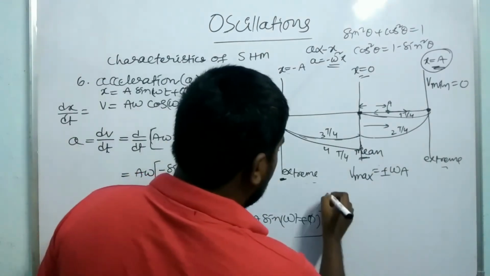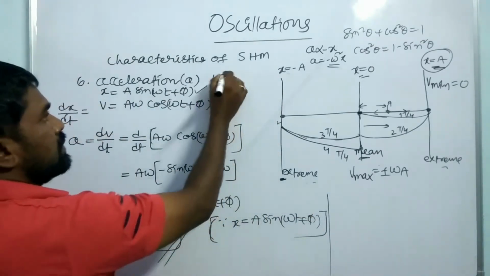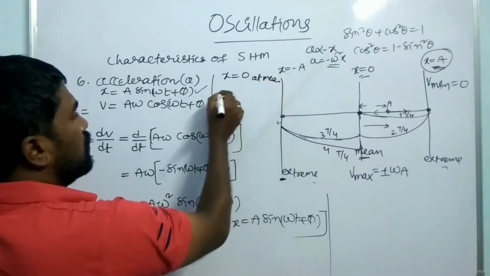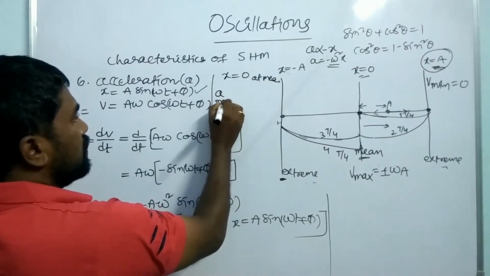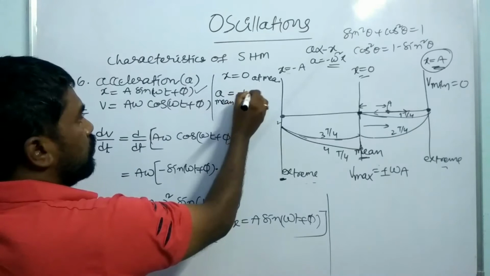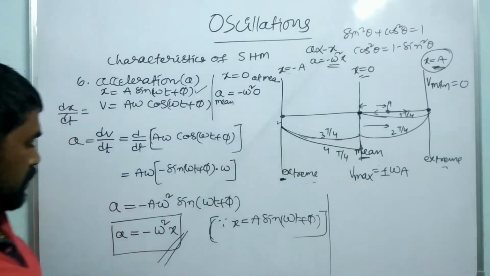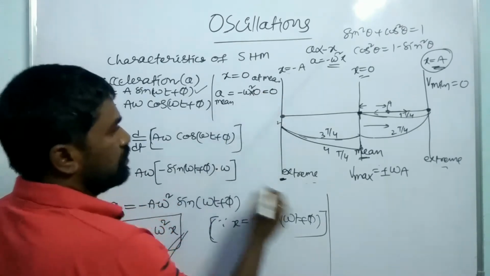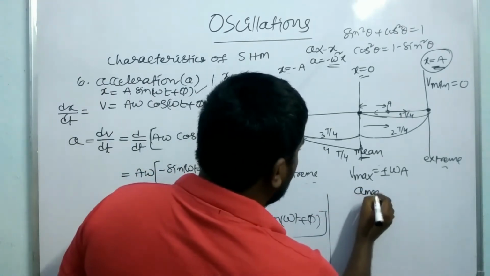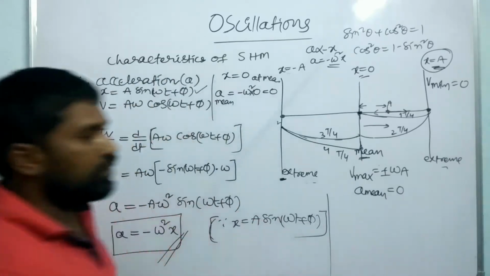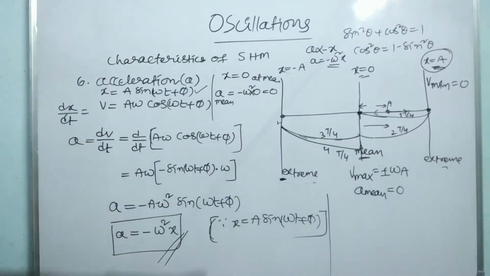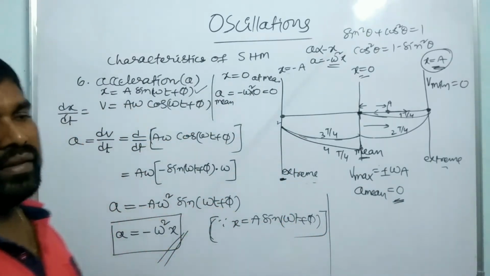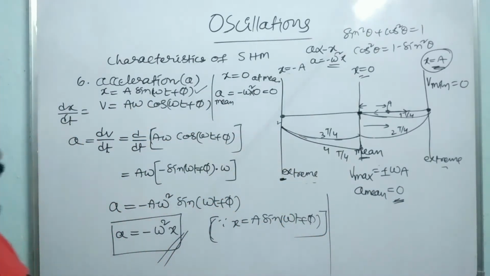So what is the acceleration value at the mean position? At the mean position, x is equal to 0. So A mean is equal to minus omega square into 0. X is equal to 0, so then A mean is equal to 0. So at the mean position, the acceleration is equal to 0. A mean is the acceleration at the mean position.